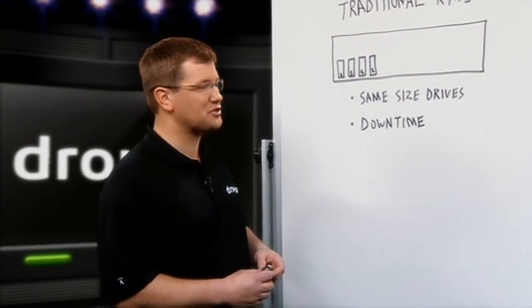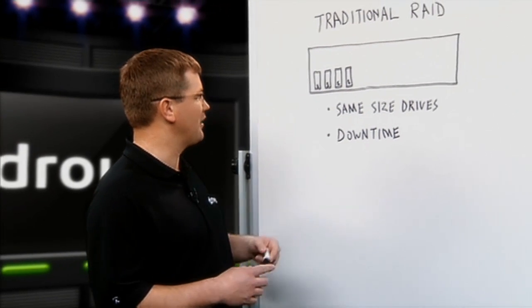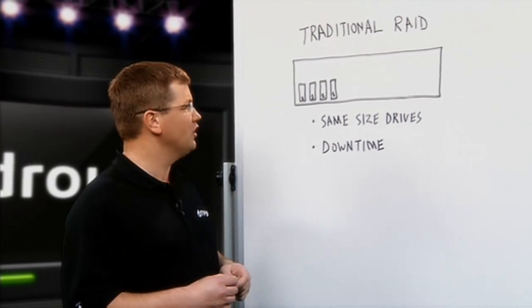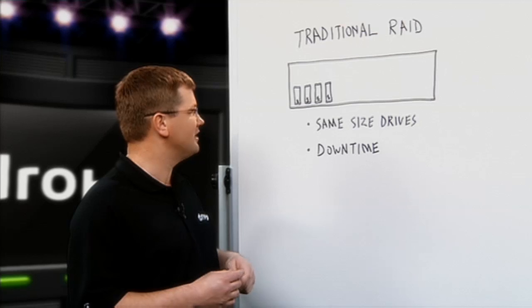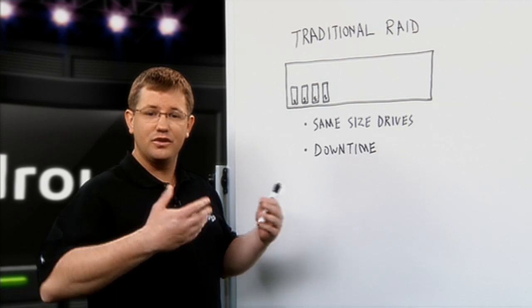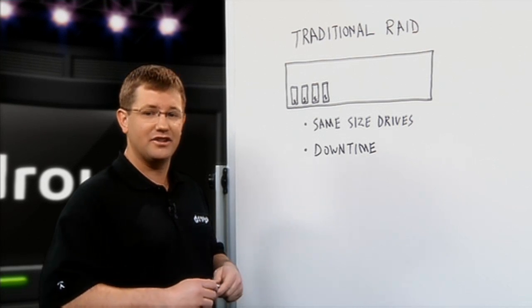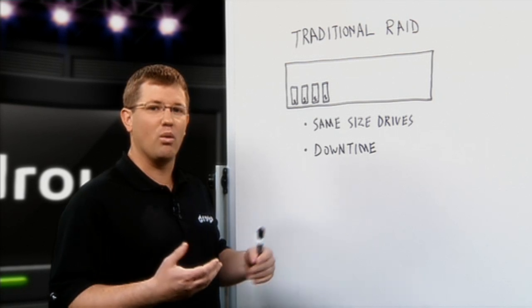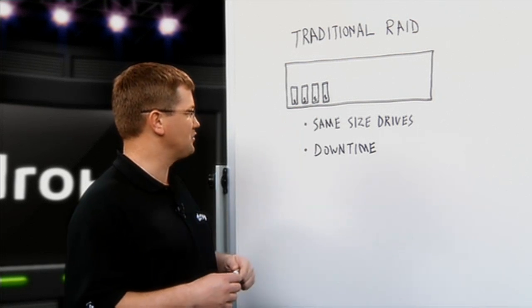So in this example, we have a traditional RAID array, and let's say you bought that array with 4 drives. So it's not full of capacity, you have empty drive slots. We have 4 1 terabyte drives here. And so you've saved some money, you're using the amount of capacity you need at that point in time, but now you need more capacity. So I need to add another drive.